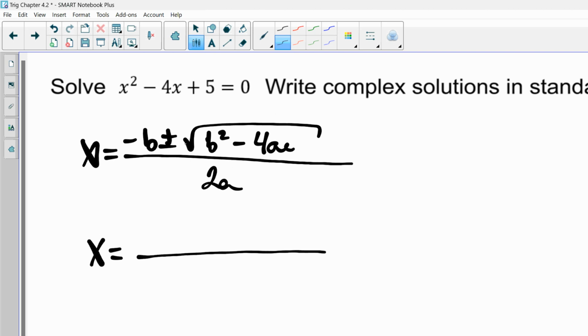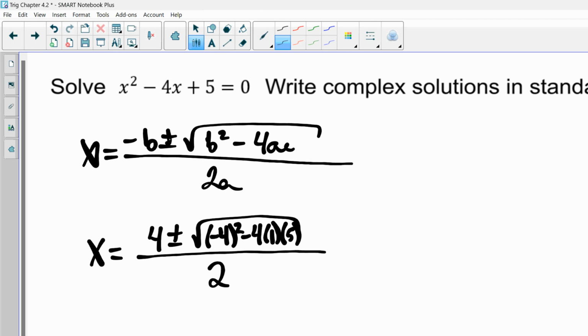So the first part, negative b. Well, in this case our value b is negative 4, so negative 4 is 4. 2 times a, well a is still 1, just like the last one, and 2 times 1 is 2. b squared minus 4ac goes inside this here.